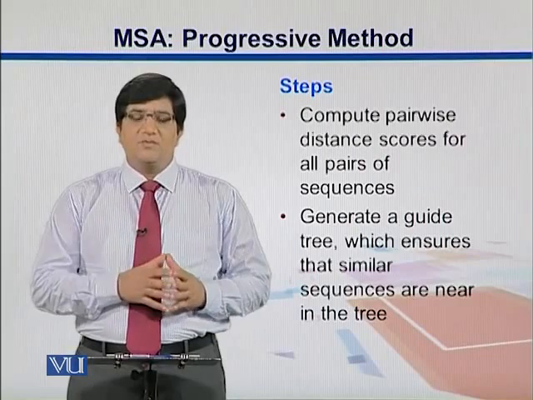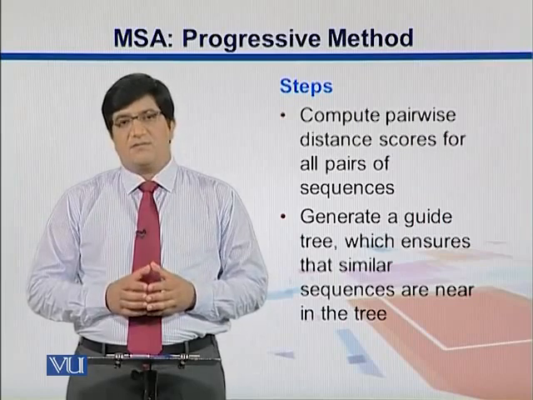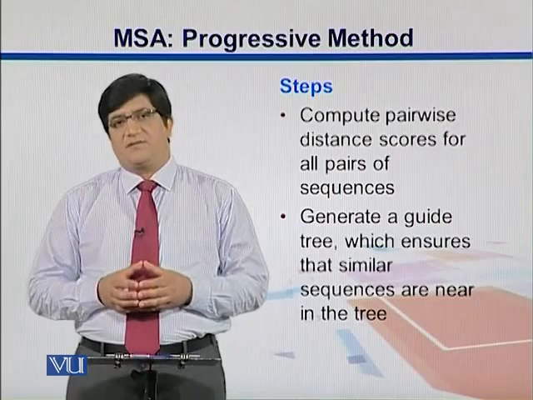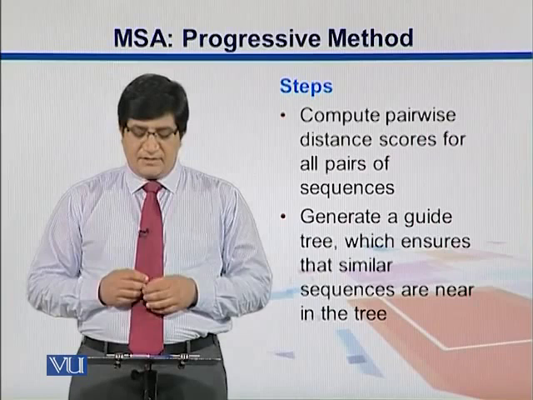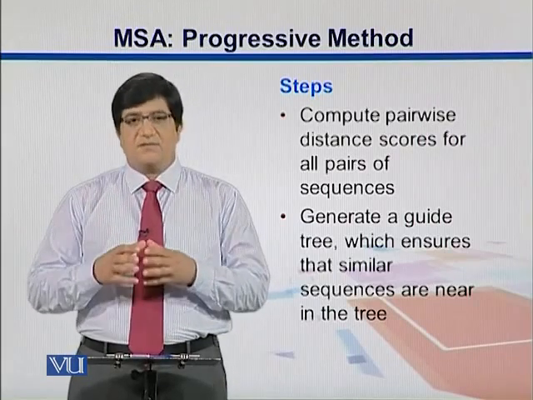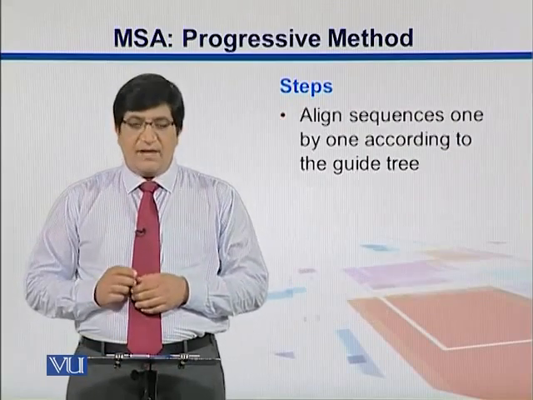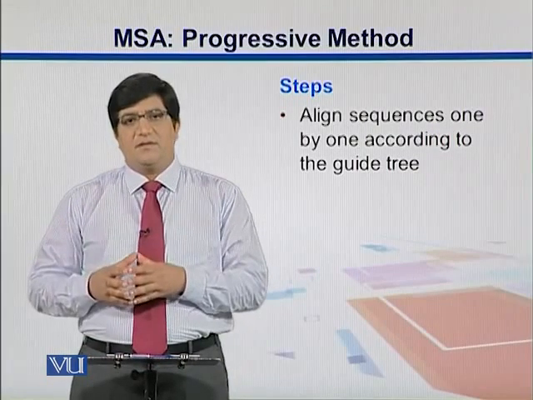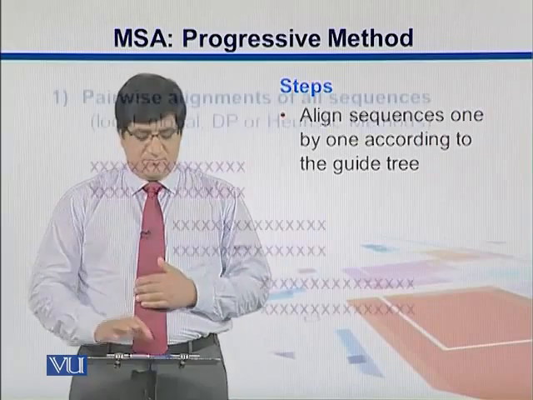So we compute the pairwise distance scores for all pairs of sequences. It's kind of using what we have learned in a previous section, the sum of pairs scoring schema. We generate a guide tree, and this tree ensures that similar sequences are closer on the tree. So what you do next, after you get this tree, is you go back to your sequences, and now you use this tree as a guide to guide your alignments.